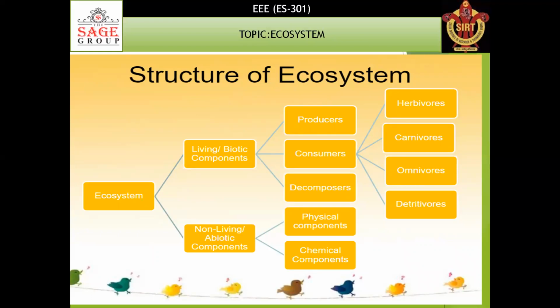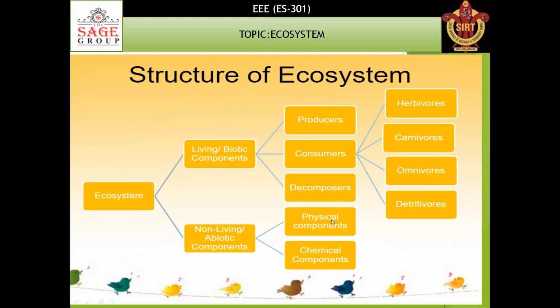This is again further divided into two parts of the ecosystem, that is biotic component and abiotic component. Biotic means living and abiotic means non-living. First we discuss abiotic. Abiotic components determine the type of organism that can live in a specific area, and this component can be physical component and chemical component.